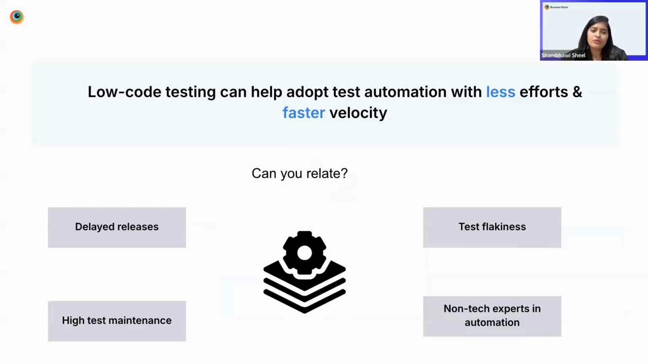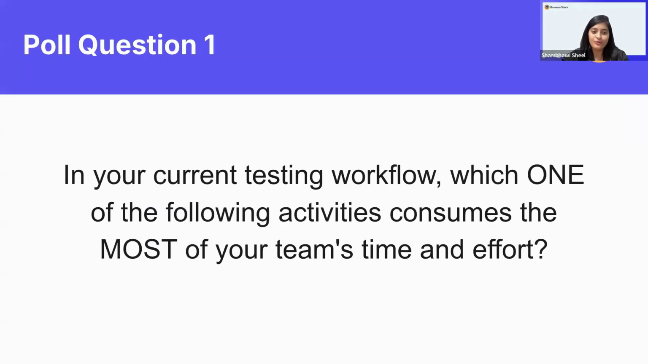So maybe you are doing a lot of manual regression, smoke and sanity testing, which slows down the releases. There are non-tech experts like product managers or business analysts who do want to help, but they don't code. Third, the test coverage is low and it's taking too long to build automation. And lastly, your tests are flaky and you're spending more time fixing them than building or writing new ones that will ultimately improve the coverage. So do any of these challenges sound familiar to you?